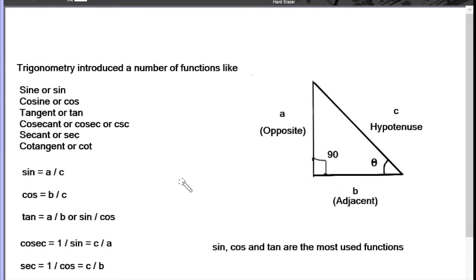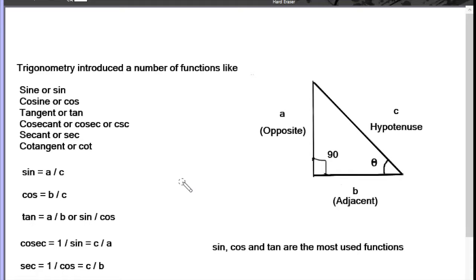Trigonometry introduced a number of functions like sine, abbreviated sin; cosine, abbreviated cos; tangent, abbreviated tan; cosecant, abbreviated csc; secant, abbreviated sec; and cotangent, abbreviated cot.